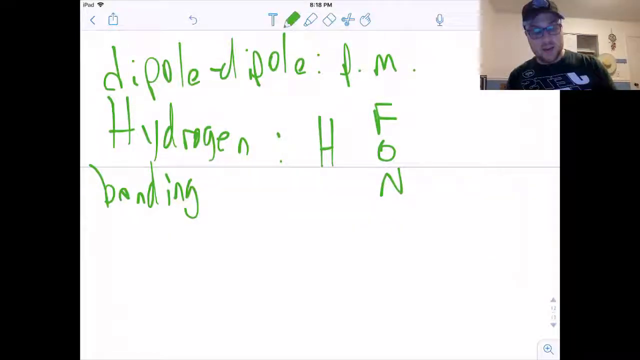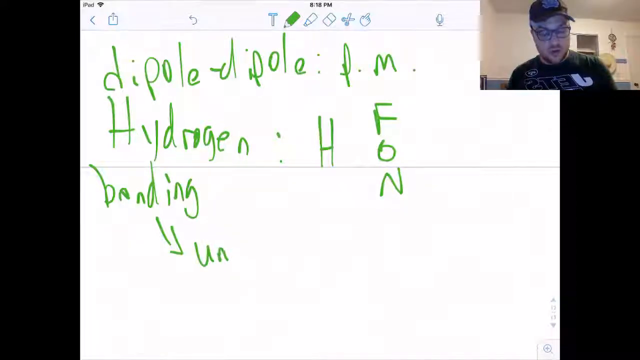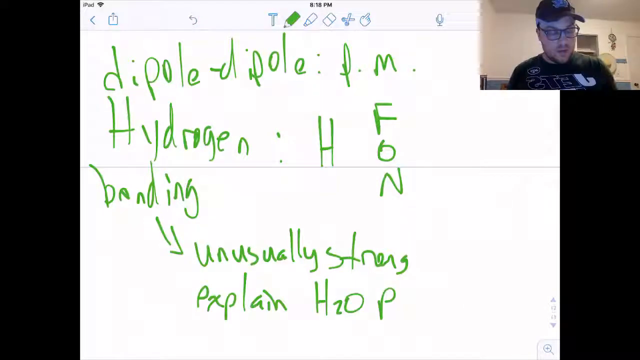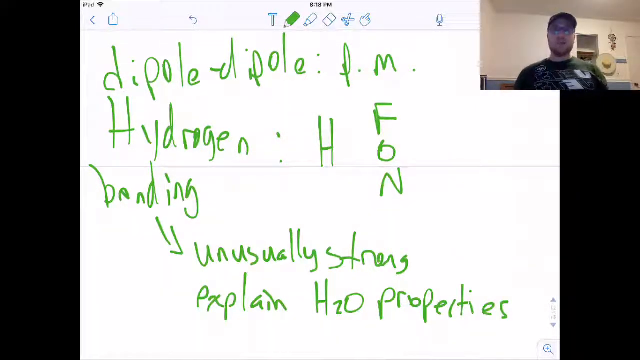It explains water's properties. So a lot of properties about water, like why does it have such a higher boiling point compared to H2S and all the other ones below oxygen? And why is it a liquid at room temperature? It's because of these hydrogen bonds, this hydrogen bonding. So I would keep hydrogen bonding in mind. They love to ask about hydrogen bonding. But the other things with IMFs are pretty simple.